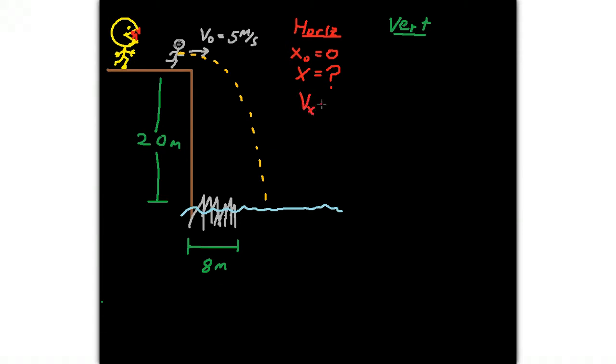So we have a velocity in the x, which we know is 5 meters per second. And the time, we don't know. We don't know how long he's going to be traveling before he hits the water. We also don't know how far he's going to go before he hits the water. So these are our two unknowns here.